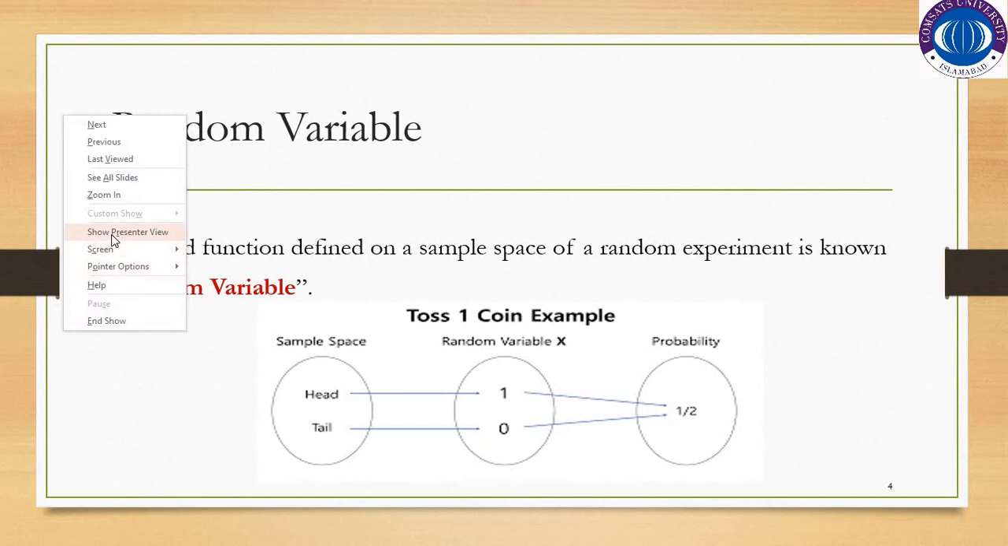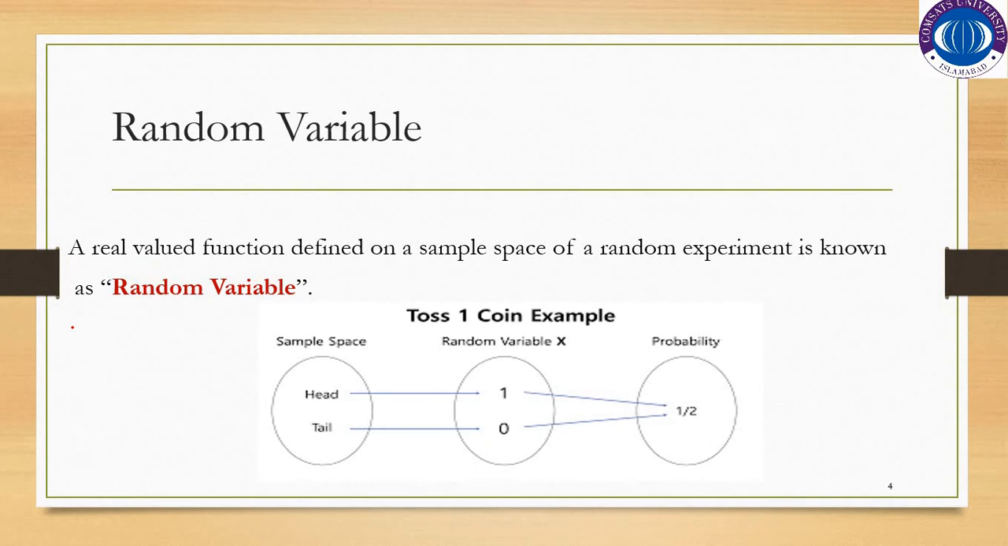So, if we perform a random experiment and the outcomes are represented by X, and this is a random variable, you know what is the random variable? Something which is not fixed. So, whenever we mention X is equal to 0, it means we are referring to tail. Or whenever we write X is equal to 1, it means we are referring towards head.